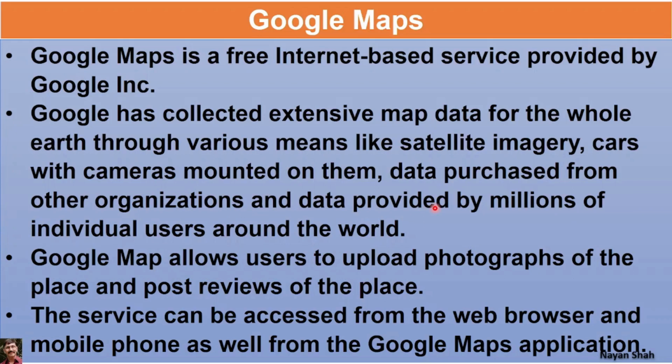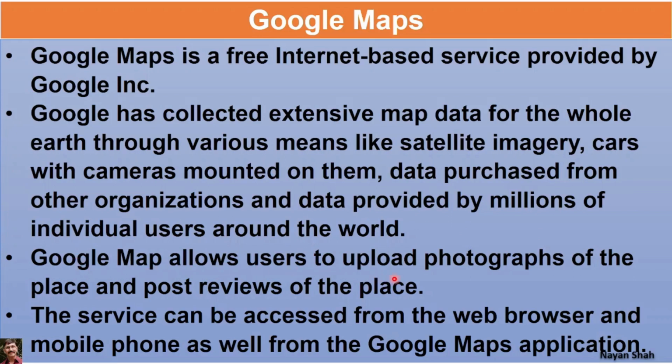So they took some satellite photographs. Then they used cars with cameras mounted on them, and that is how they recorded all the areas. They also purchased data from local organizations who might have their local data with them, and also data provided by users like us. So that is how Google has collected extensive map data.